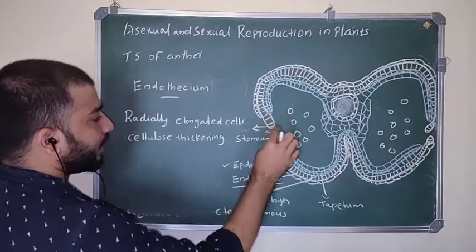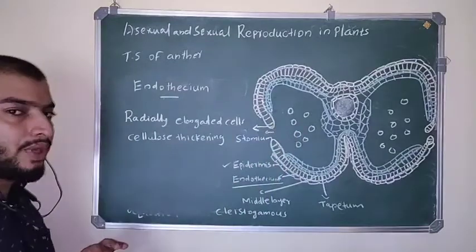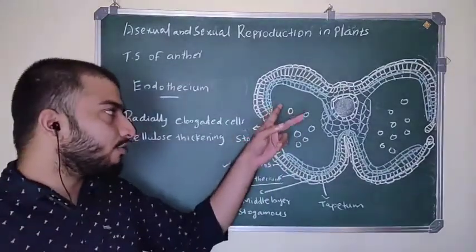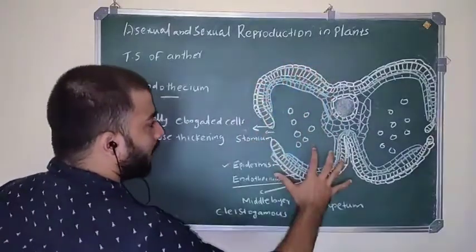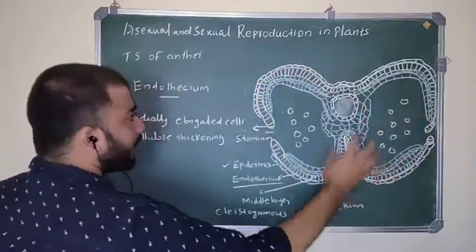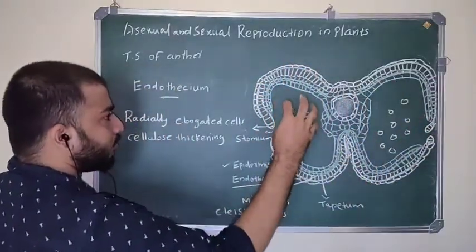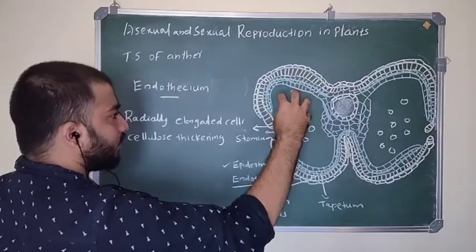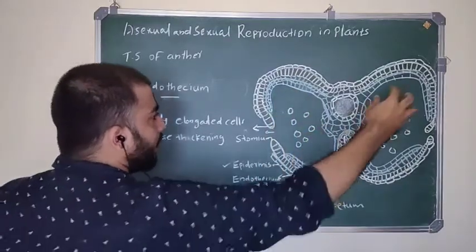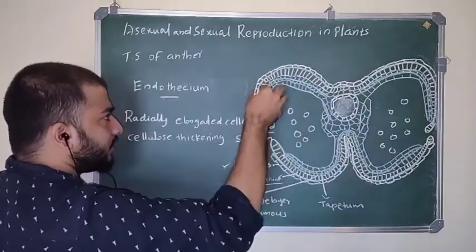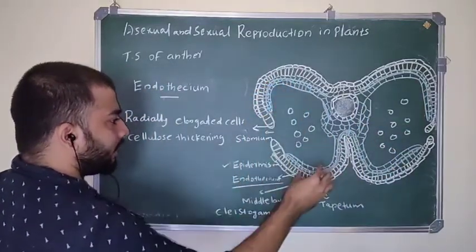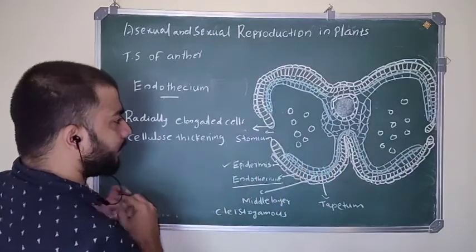Okay, so here, what is stomium? The stomium is the region between two sporangia. So this is one anther lobe, this is another anther lobe, and each anther lobe has sporangia. This is one sporangium and this is another sporangium. This is another one and this is another one. An endothecial cell comes from this sporangium and an endothecial cell comes from this sporangium.